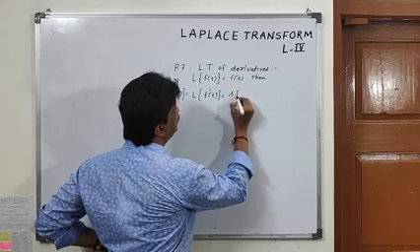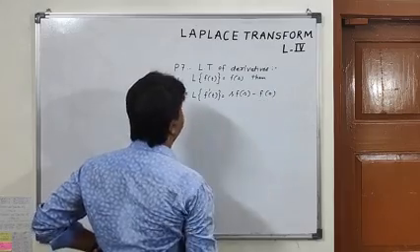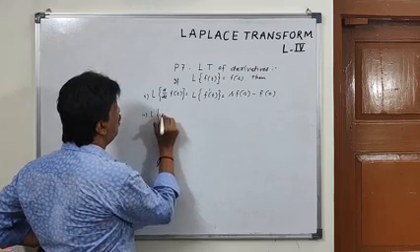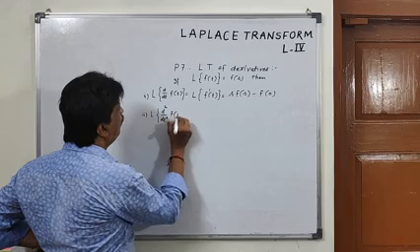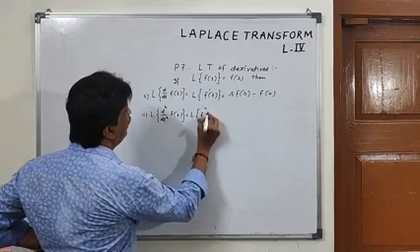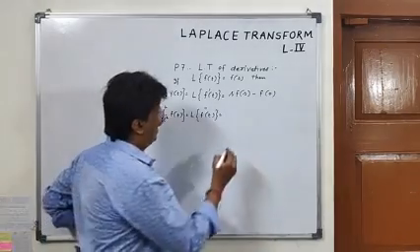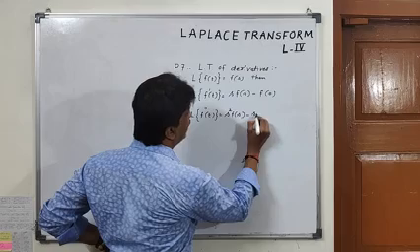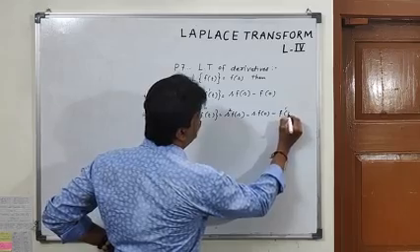Formula is minus f of 0. Number 2, Laplace transform of d square by dt square of f of t, or Laplace transform of f double prime of t is equal to s square into F of s minus s into f of 0 minus f prime of 0.